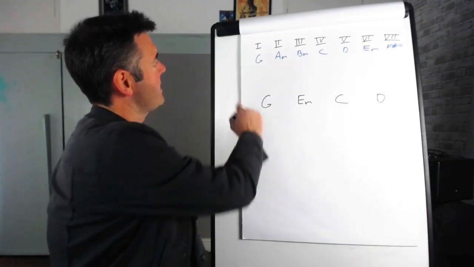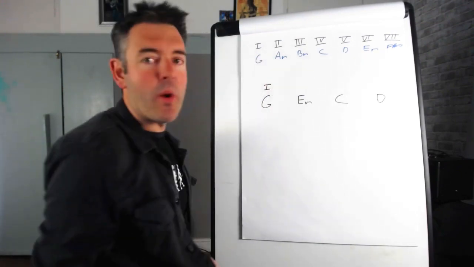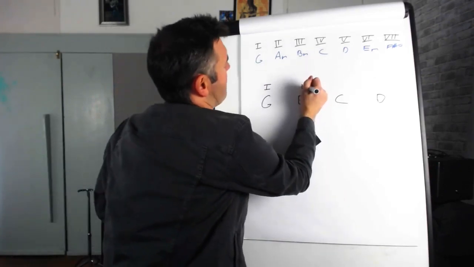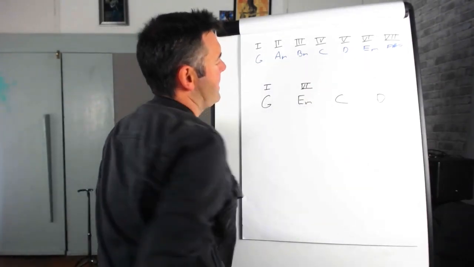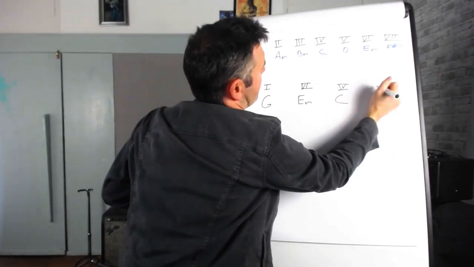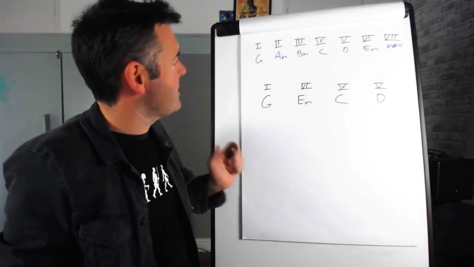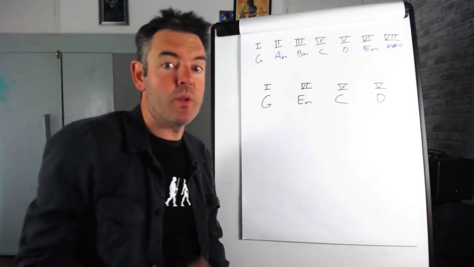So we've got G, we know that is 1. We know E minor is 6. We know C is 4. And we know D is 5. Our song is based around a 1, 6, 4, 5 chord sequence.